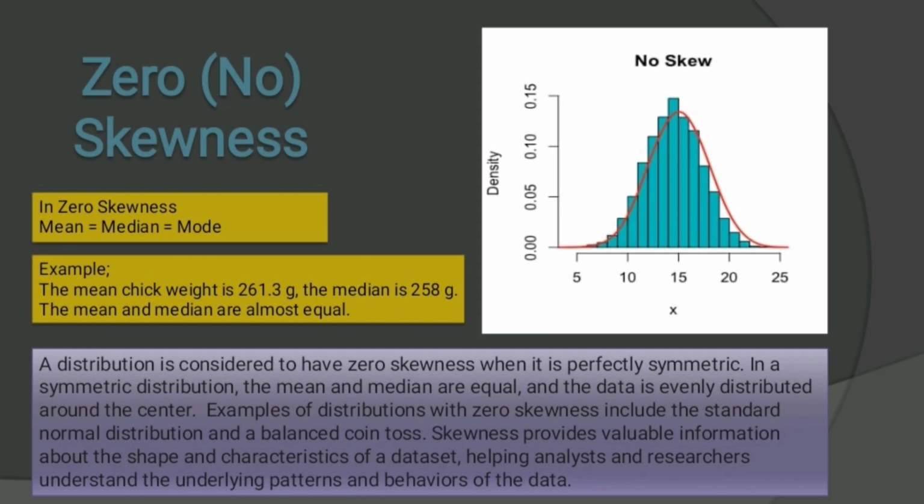Zero skewness. A distribution is considered to have zero skewness when it is perfectly symmetric. In a symmetric distribution, the mean and median are equal, and the data is evenly distributed around the center. Examples of distributions with zero skewness include the standard normal distribution and a balanced coin toss.